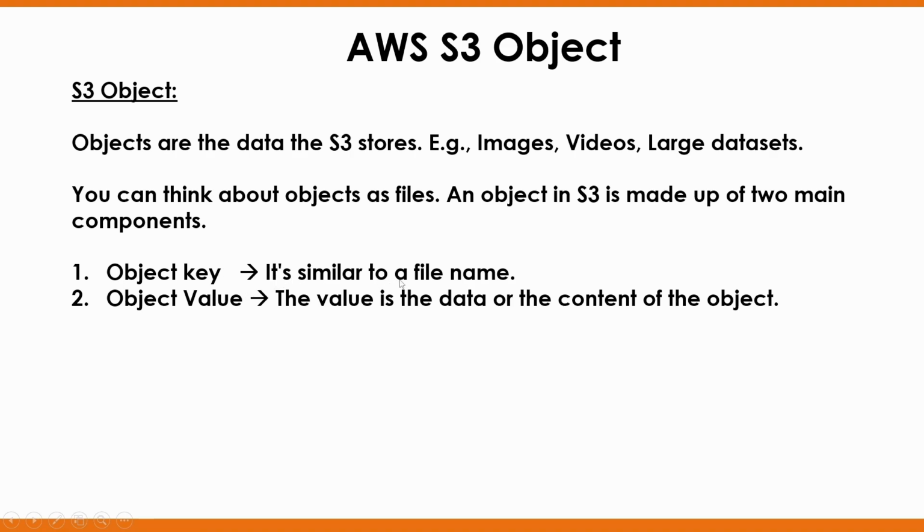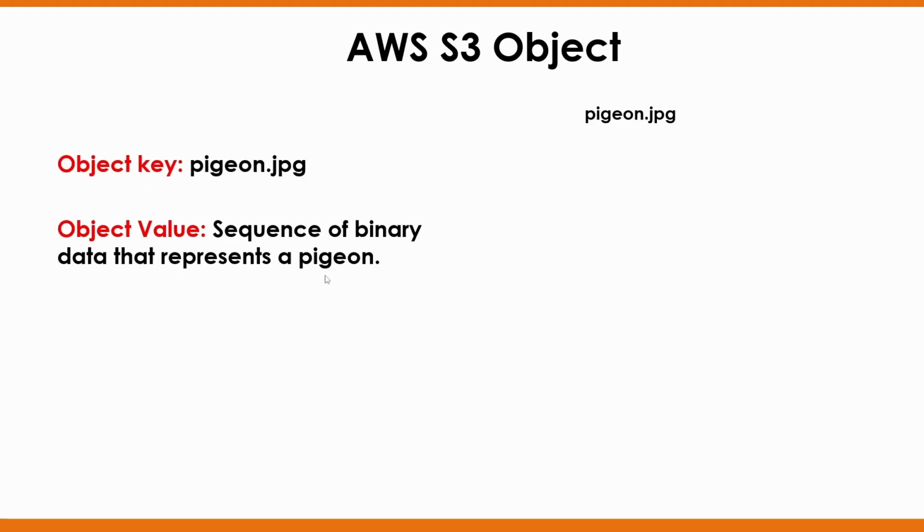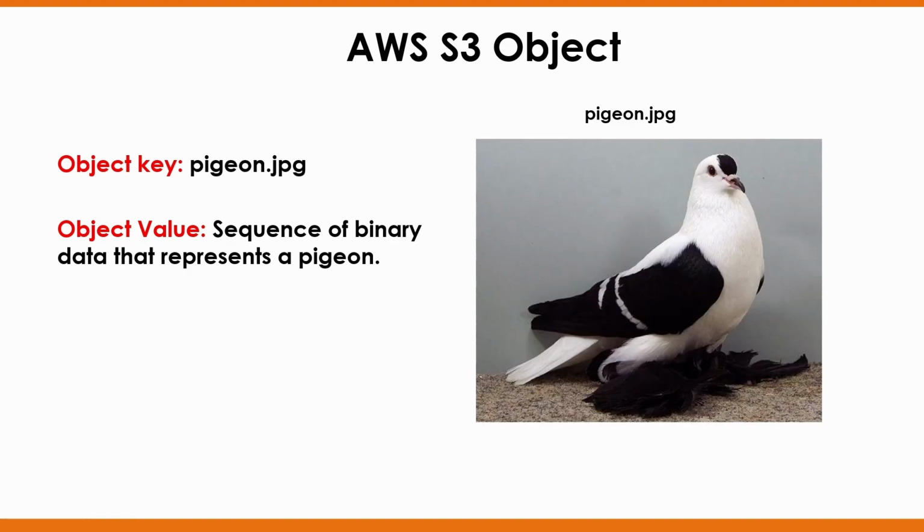Object key is similar to a file name, okay? And the object value is the data or the content of the object. Let me demystify with an example. So we have this object, okay, that is pigeon.jpg. That will be the object key, okay, and the object value will be the sequence of binary data that represents a pigeon. So here we have our pigeon. So pigeon.jpg will be the object key, and the binary data that represents this pigeon will be the object value. I hope you understand the two components of an object.